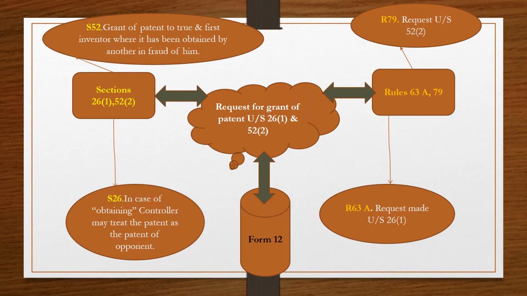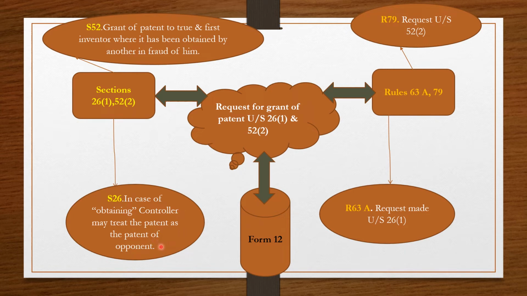Form number 12 has the title Request for Grant of Patent under Section 26 subsection 1 and Section 52 subsection 2. Okay. The relevant sections are Section 26, particularly subsection 1, and Section 52, specifically subsection 2. Okay. So what is Section 26? Section 26 is in case of obtaining, controller may treat the patent as the patent of opponent.